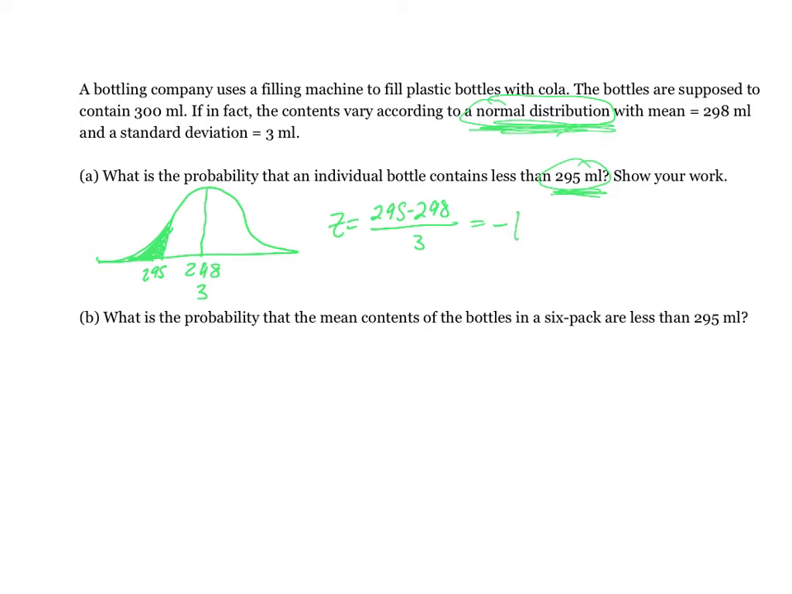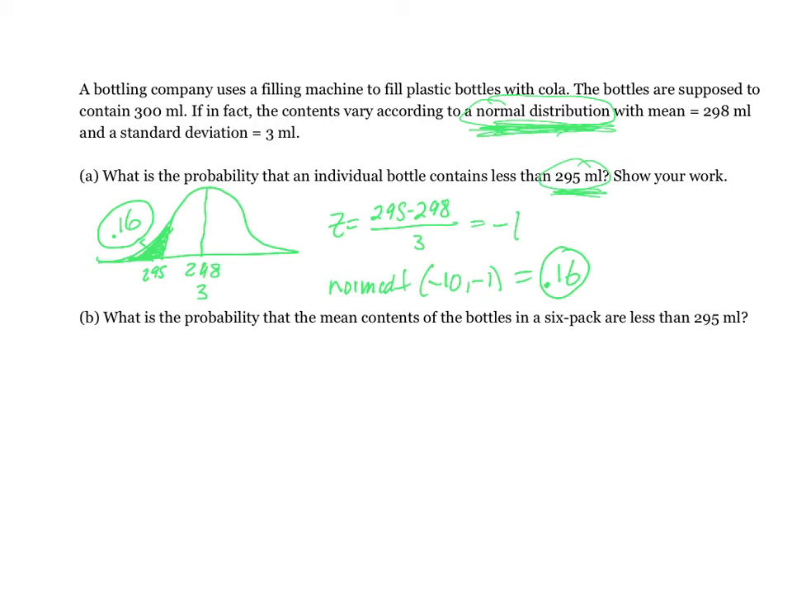And then I would do normal CDF, -10 to -1, and that's about 16%. So there's about a 16% chance that I would get a bottle chosen randomly that would have less than 295 milliliters in it. Okay, so that's an old z-score problem from Unit 1 at the very beginning of the course, where if I know I have a normal distribution, I can just use a z-score to find a probability.